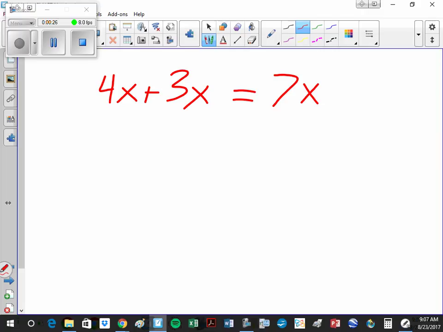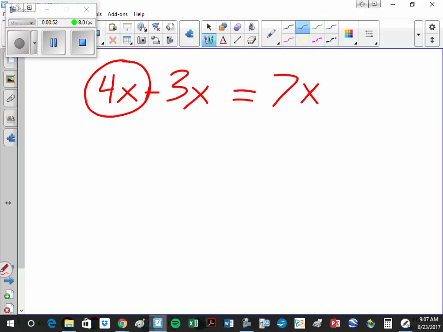Okay, why don't we multiply, or why is it not? So obviously 4 plus 3 is 7. That's true. Why isn't it 7x squared? Okay, good. The x's aren't squared. What is 4x? It's 4 times an unknown number.